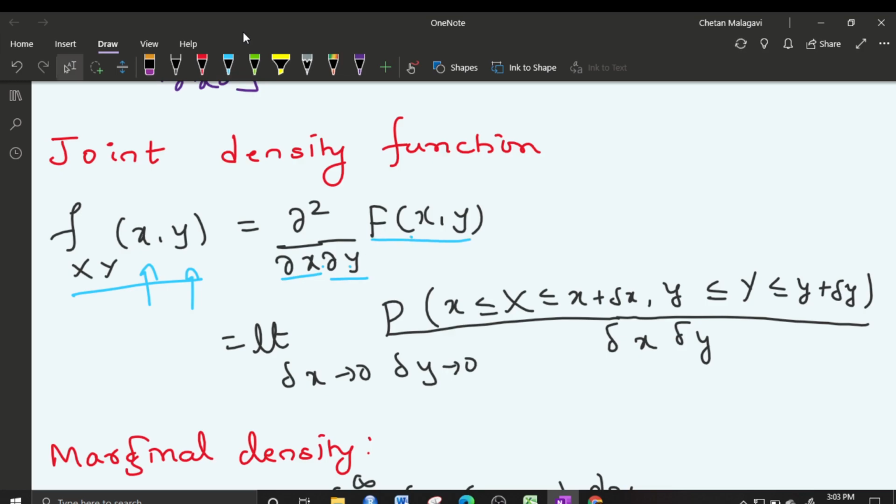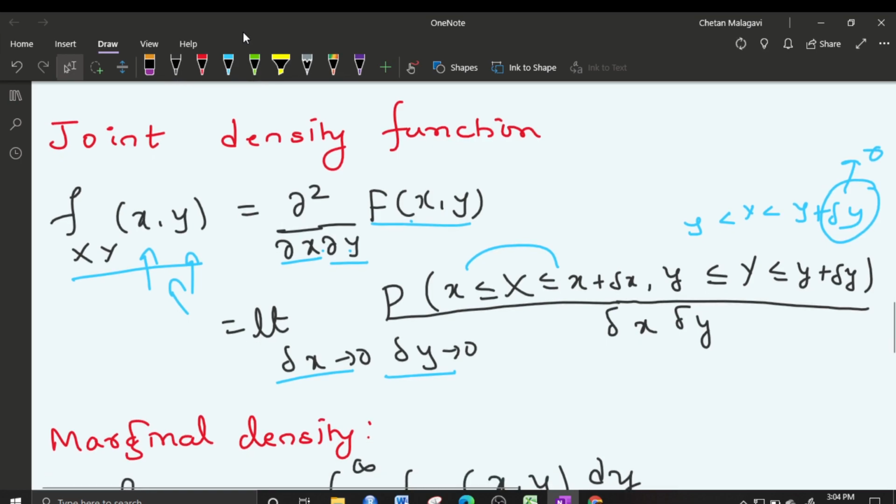So that can be given as the limit as delta x and delta y tend to 0 of the probability of x lying between x and x plus delta x, and y lying between y and y plus delta y, divided by delta x and delta y. So this is nothing but f of x y.